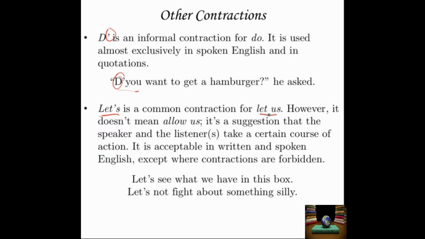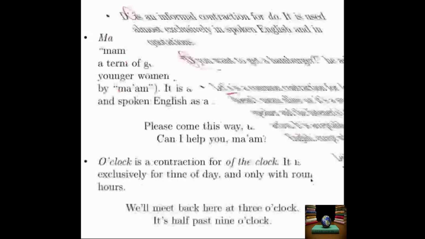However, it doesn't mean allow us. It's a suggestion that the speaker and the listener take a certain course of action. It is acceptable in written and spoken English, except where all contractions are totally forbidden. So we could say, let's see what we have in this box. Perfectly grammatical in this case. Let's not fight about something silly. Again, perfectly grammatical. This is one of those contractions that works almost everywhere.